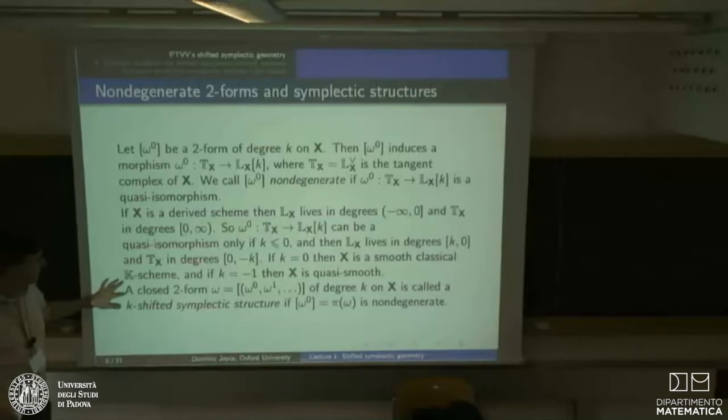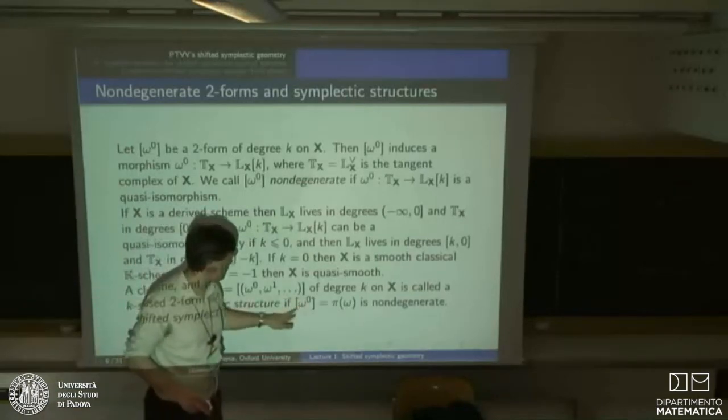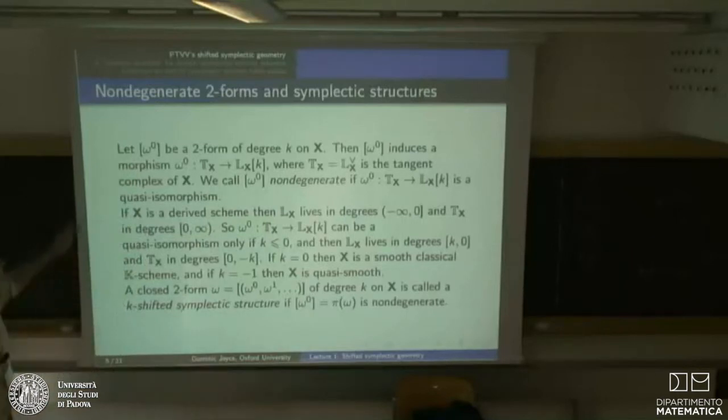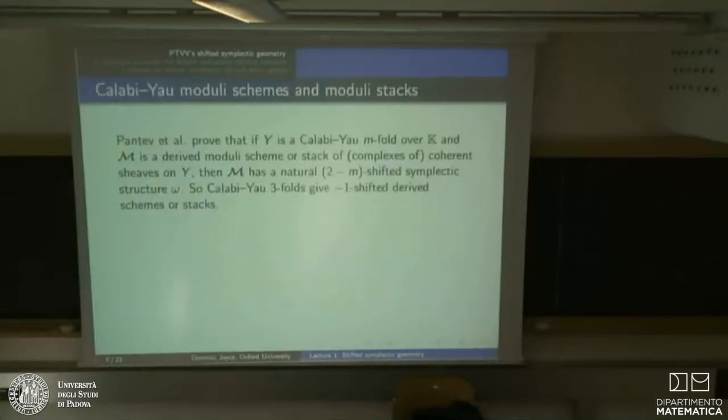Okay, so a closed two-form of degree k on X is now called a k-shifted symplectic structure if the associated two-form, omega zero, is a non-degenerate two-form. Once you've got your head around some derived geometry, this is a reasonably canonical notion of symplectic structure in derived algebraic geometry.